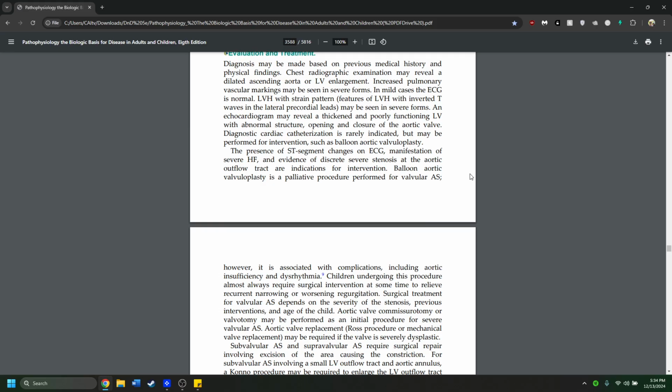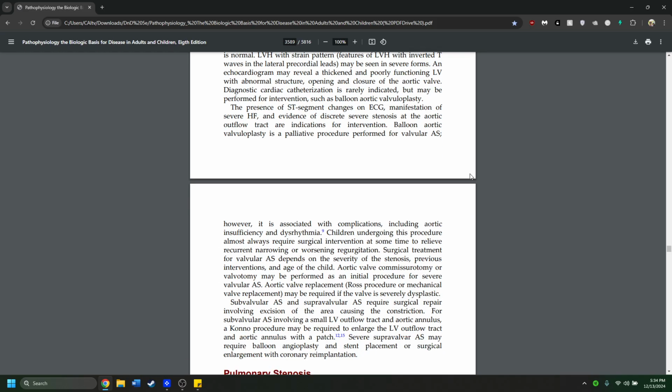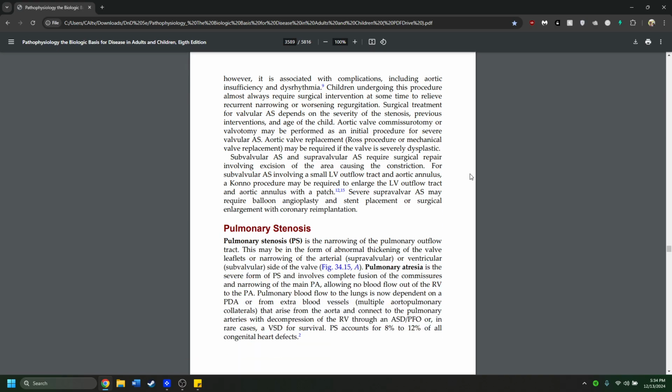Balloon aortic valvuloplasty is a palliative procedure performed for valvular aortic stenosis. However, it is associated with complications, including aortic insufficiency and dysrhythmias. Children undergoing this procedure almost always require surgical intervention at some time to relieve recurrent narrowing and worsening regurgitation.